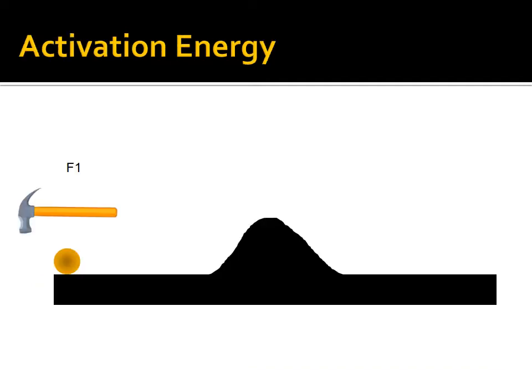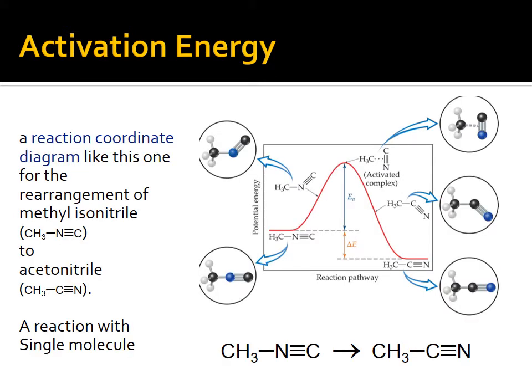The next requirement is activation energy. Consider the energy a ball needs to cross a barrier. Applying force F1 is not sufficient to cross the barrier. Therefore, when you apply force F2, which is higher than F1, the energy is enough to cross the barrier. The minimum energy required for a chemical reaction to overcome the activation barrier is called activation energy.